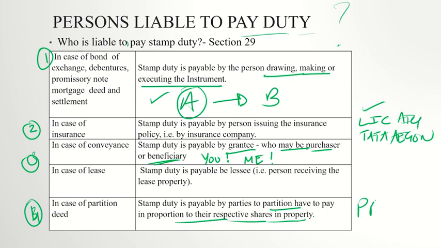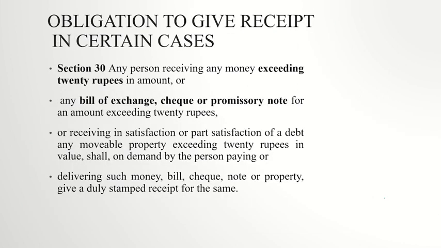So here it is proportionate. So it will be shared by everyone to pay the stamp duty. Okay. So there is an obligation as per section 30.